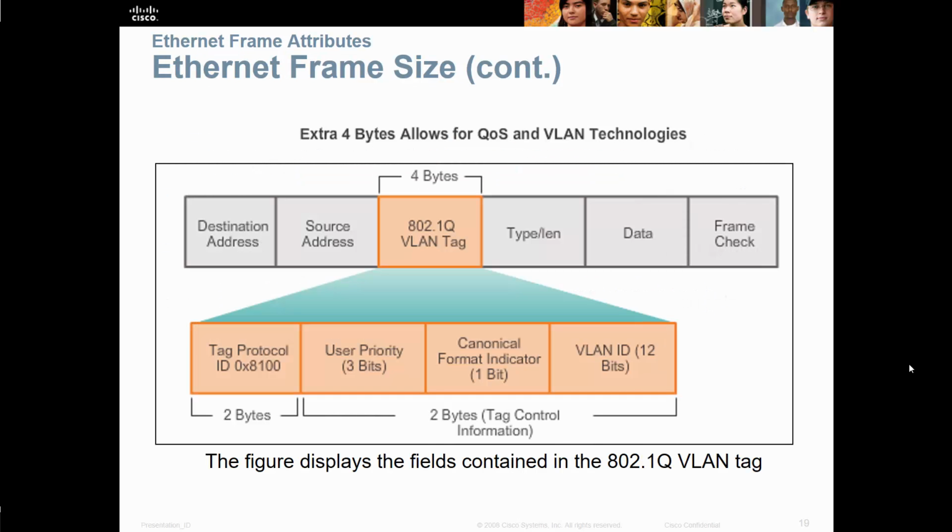So our Ethernet frame also has things like our VLAN information, our 802.1Q VLAN tag. That's going to be tagging information and a VLAN ID. Our VLAN ID is 12 bits, and that's why we have the appropriate number of VLANs, because they're dictated by those 12 bits.